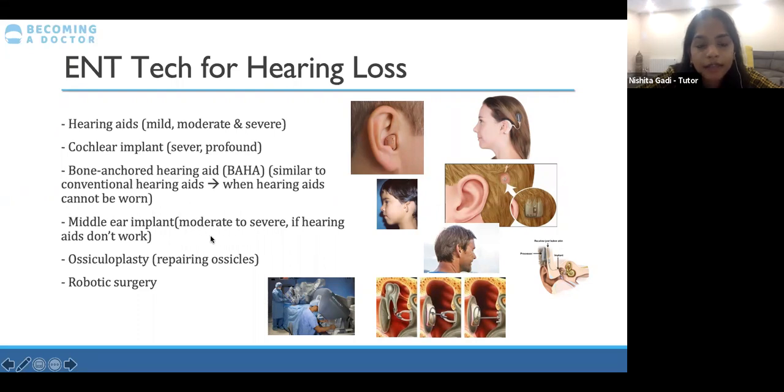And then you've also got middle ear implants as well. So this is usually for moderate to severe hearing loss, and this is when hearing aids don't work. So it's like another alternative. And there's also ossiculoplasty. So if there's a problem with the ossicles, then you can use surgery to repair that. And also a bit about robotic surgery. It's advancing in many specialities, even in ENT. So this is called the Da Vinci machine, and it can be used for many ENT surgeries. But yeah, just a little bit about that.